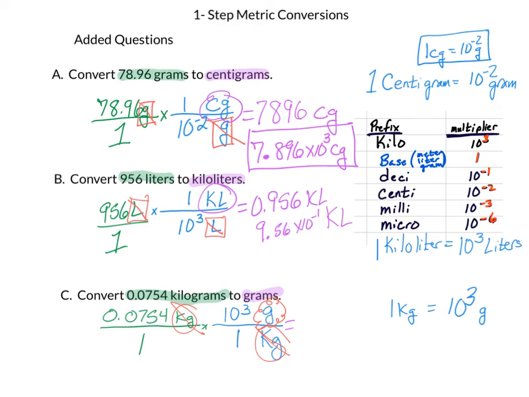And now we're going to put it into our calculator. We're going to have 0.0754 divided by 1 times 10 to the third divided by 1. And that will give us the answer of 75.4 grams. And in correct scientific notation, that'll be 7.54 times 10 to the first grams.